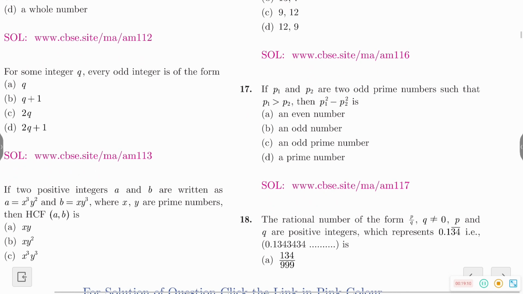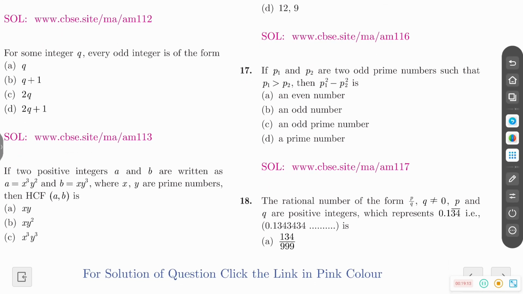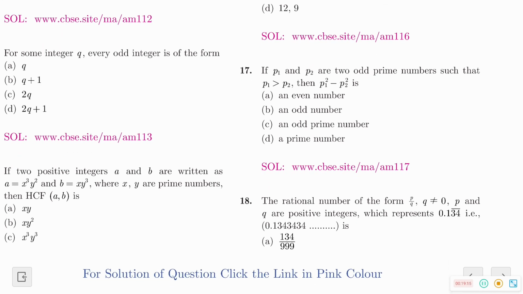Now question number 17, here you can take one example and try, because they are saying that P1 and P2 are odd prime numbers. Any two odd prime numbers you take, find out the value and then check what answer you are getting. For example, let us take 7 and 5. 7 square minus 5 square, 49 minus 25, 24. What is it? Even number. So what we get? Even number we get. Like that you can try. So that is an even number.